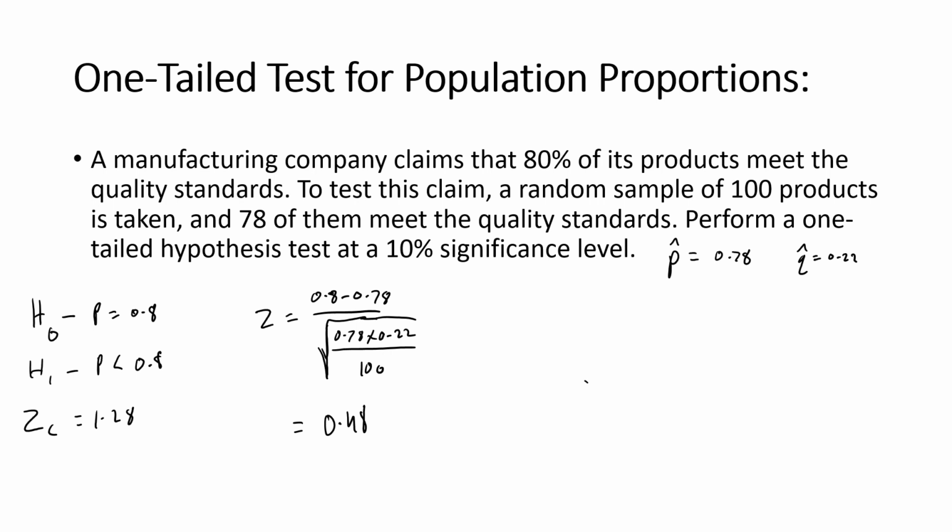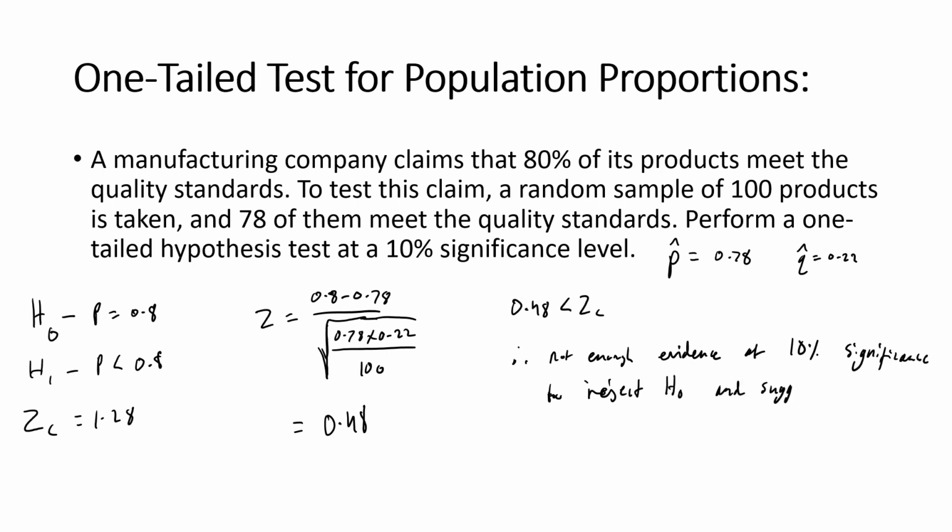And since 0.48 is smaller than the critical value, therefore not enough evidence at 10% significance to reject H naught. And suggest less than 80% of the products meet the quality standards.